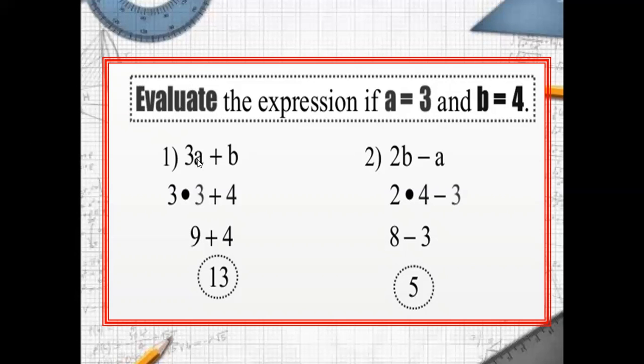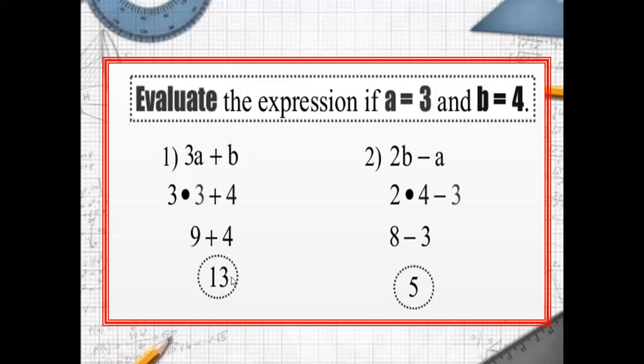So this means 3 multiplied by a, which means if we replace a with 3, that becomes 3 multiplied by 3 plus 4. Okay, in place of b, we write 4. Now, when you have more than 2 numbers to solve, you must follow the order of operations. So, according to the order of operations, what are you going to solve first? Are you going to multiply 3 with 3 or add 3 with 4? According to the order of operations, you multiply first. So 3 multiplied by 3 is 9, and then plus 4 will give you 13.